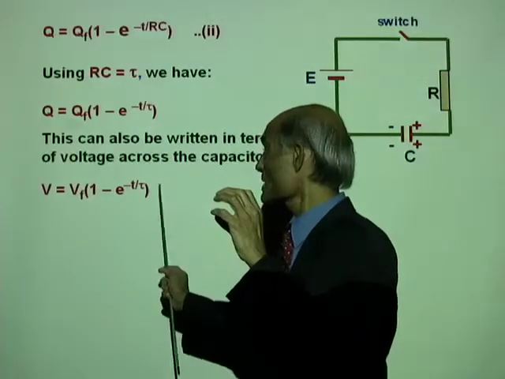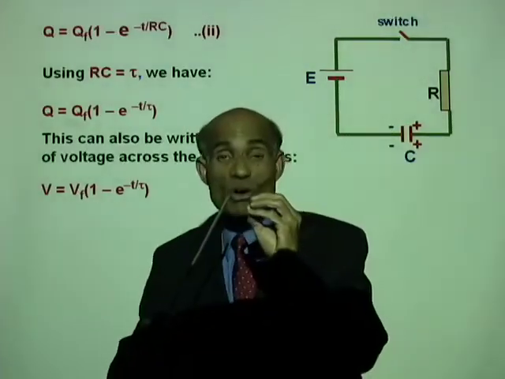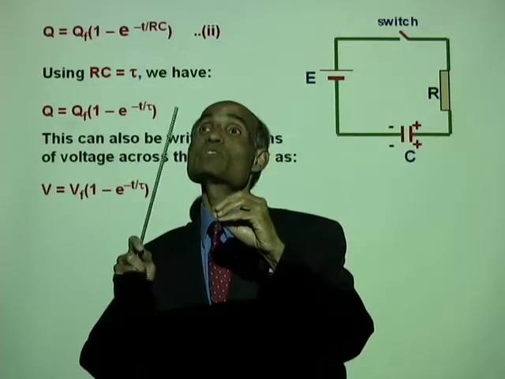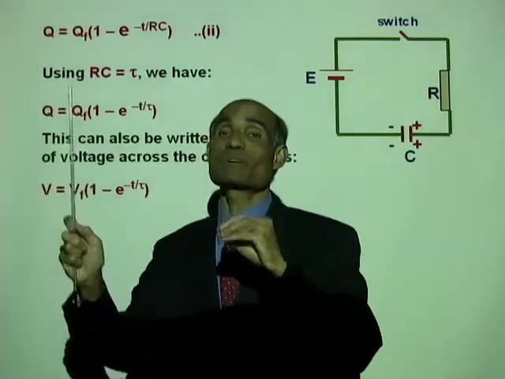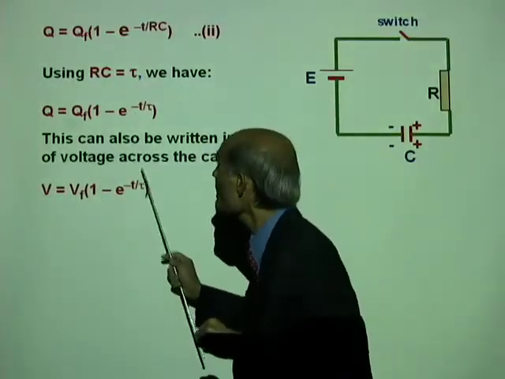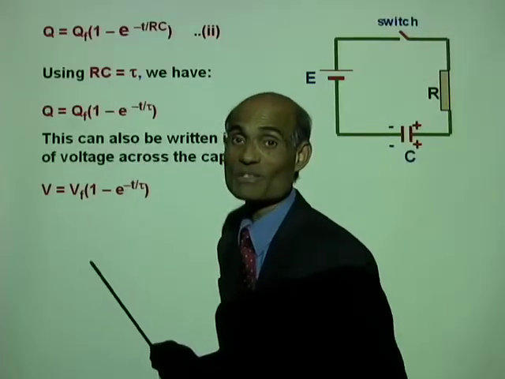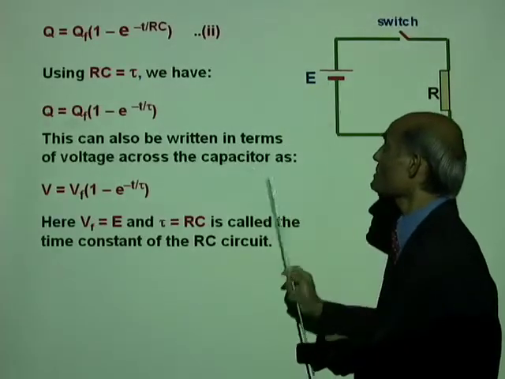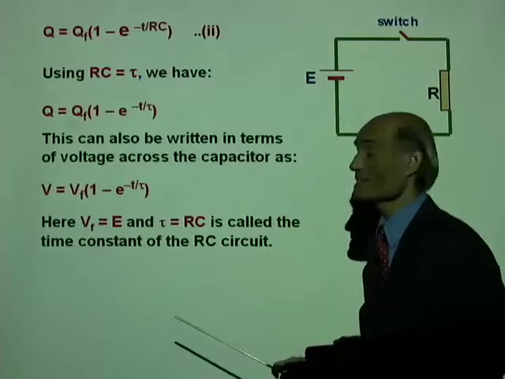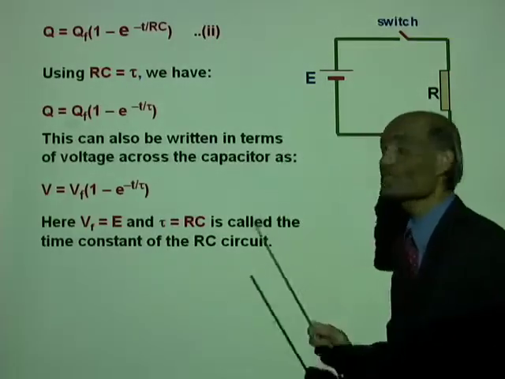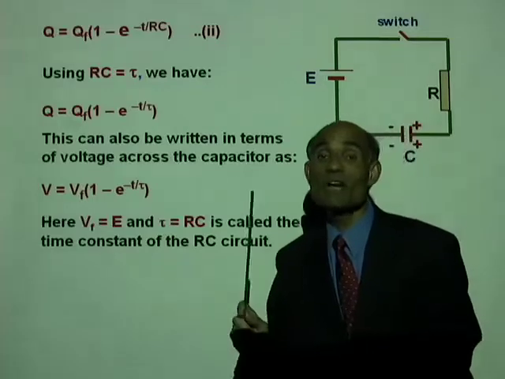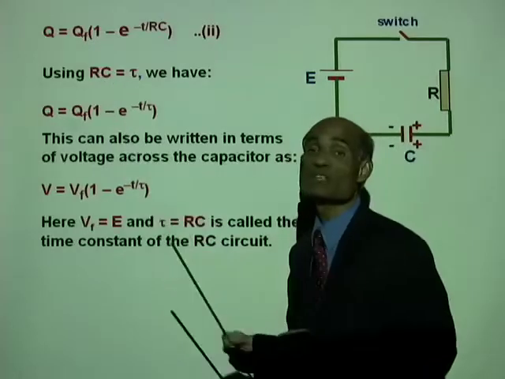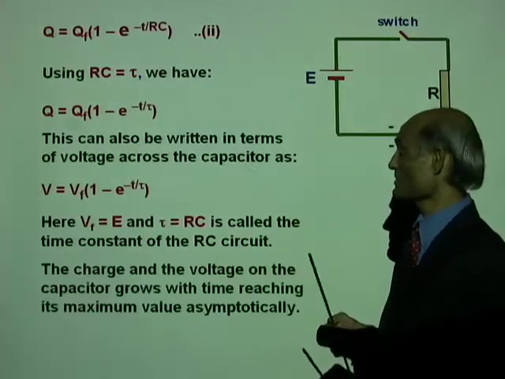So, what is the variation of voltage like? The voltage across the capacitor will be 0 in the beginning, and as you turn the switch on, the voltage will increase and reach a maximum gradually, where tau equals RC, the time constant. Here, Vf equals E, the EMF of the cell, and tau equals RC is called the time constant of the RC circuit. Every RC circuit has a time constant, and that time constant is the resistance multiplied by the capacitance.